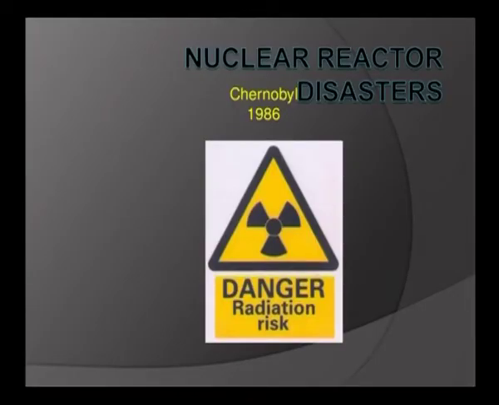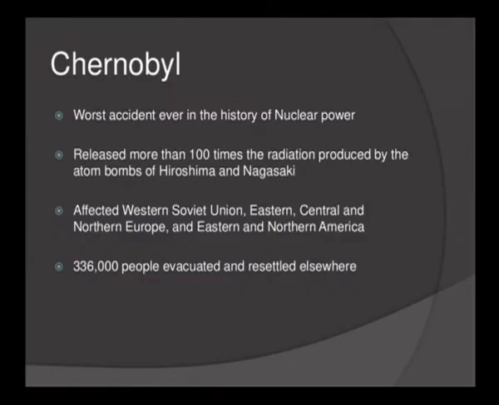We will discuss nuclear reactor disasters as a case study. Chernobyl is considered the worst accident in the history of nuclear power. It released more than 100 times the radiation produced by the atomic bombs of Hiroshima and Nagasaki. It affected the Western Soviet Union, Eastern, Central and Northern Europe, and Eastern and Northern parts of America. 336,000 people were evacuated and resettled elsewhere.